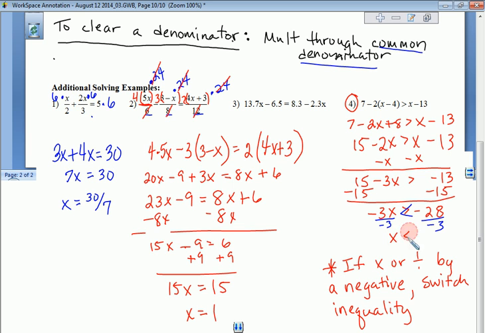So we get x is less than 28/3, and that is going to be my answer because it doesn't simplify. If you wrote 7 1/3, that would not be right. It would have to be 9 1/3 to get it right, and 7 1/3 would be wrong.